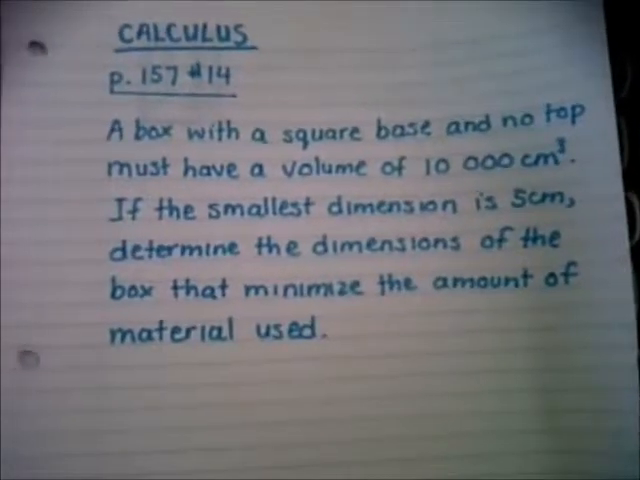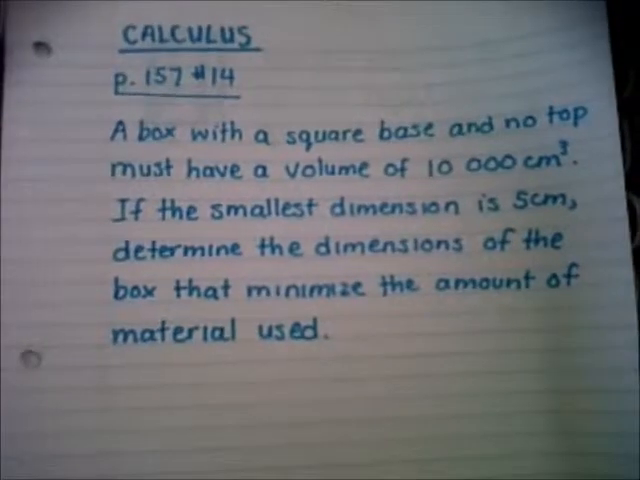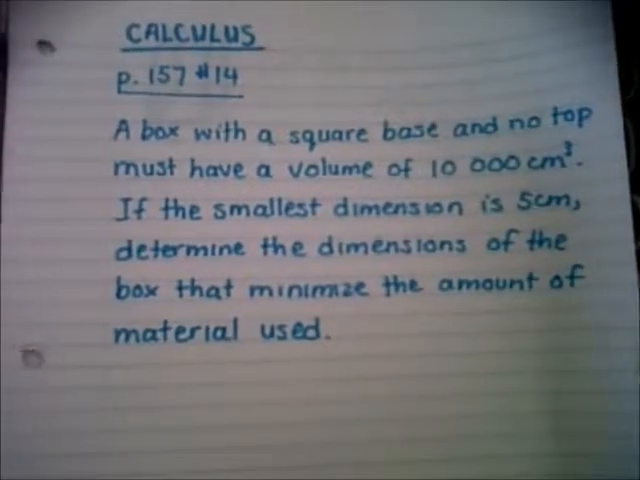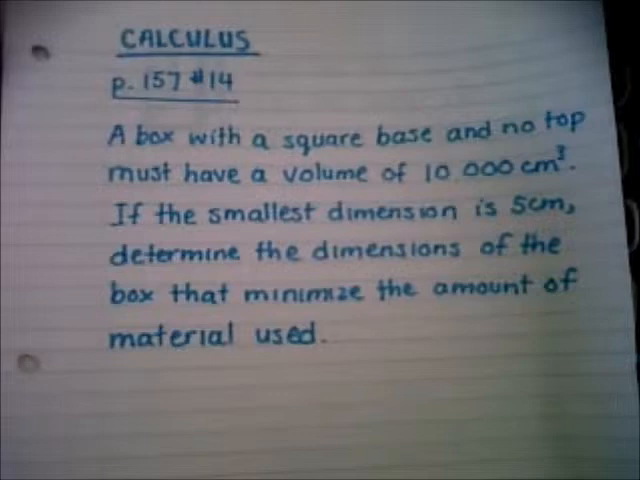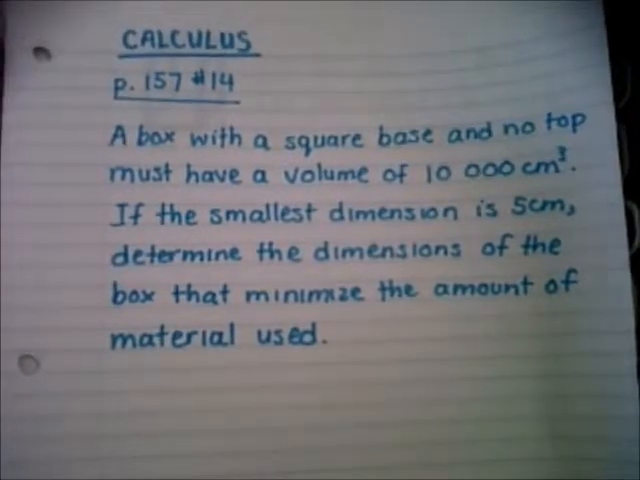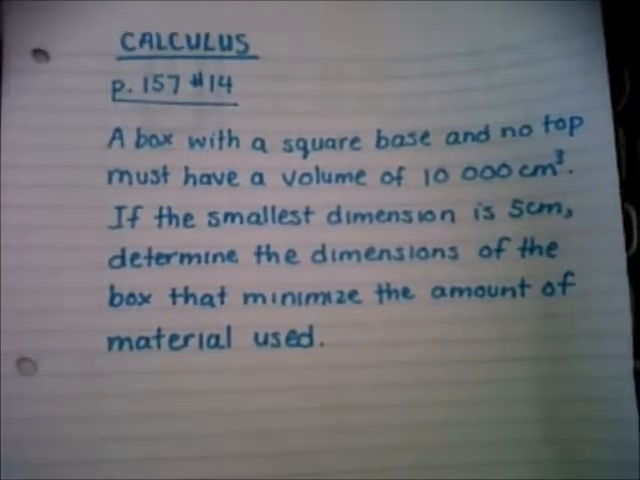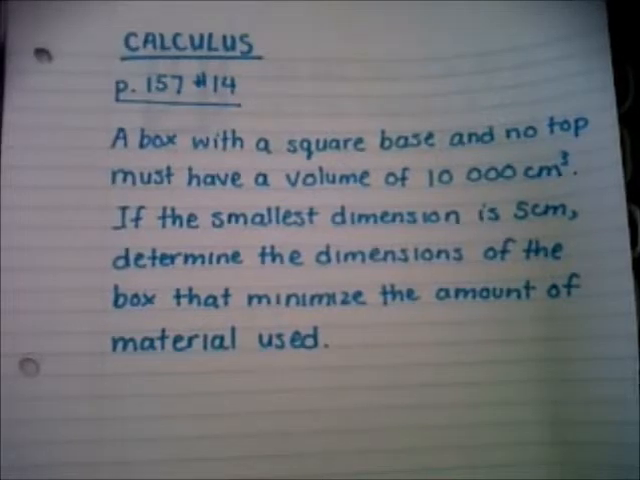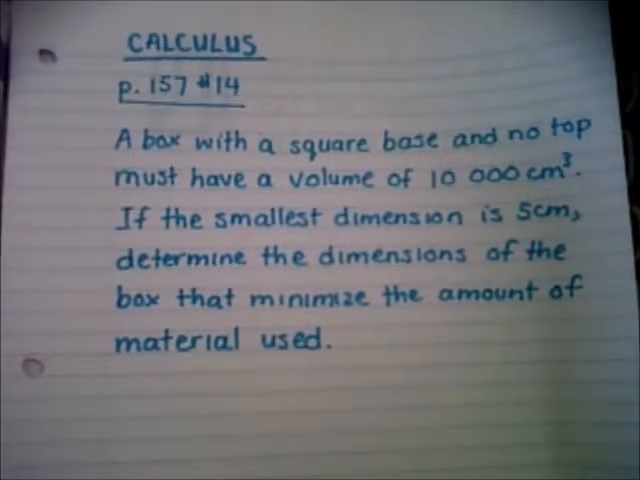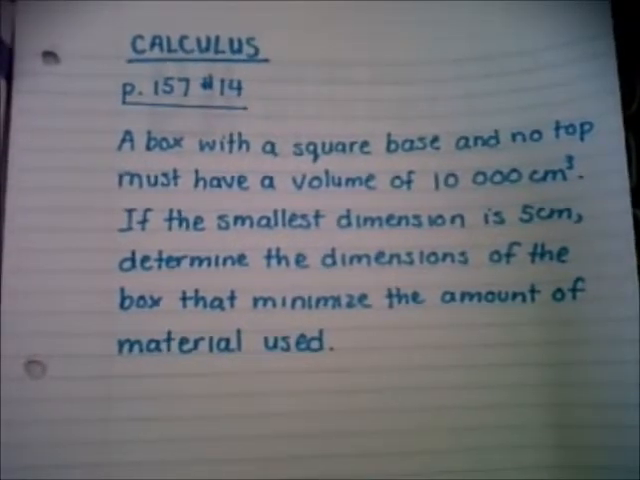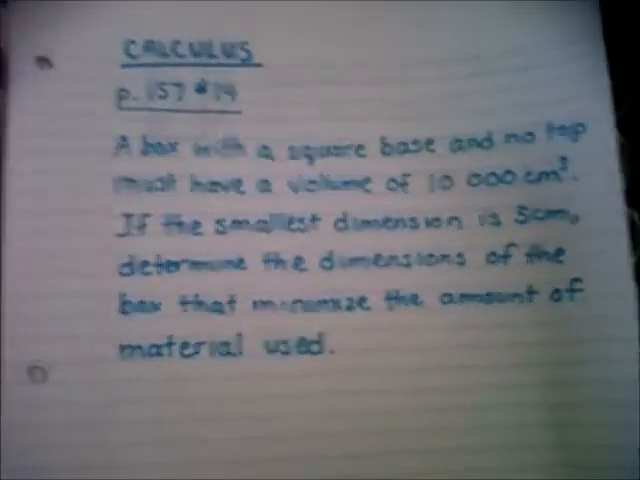The question I will be doing is found on page 157, number 14. The question states, a box with a square base and no top must have a volume of 10,000 cm³. If the smallest dimension is 5 centimeters, determine the dimensions of the box that minimize the amount of material used.